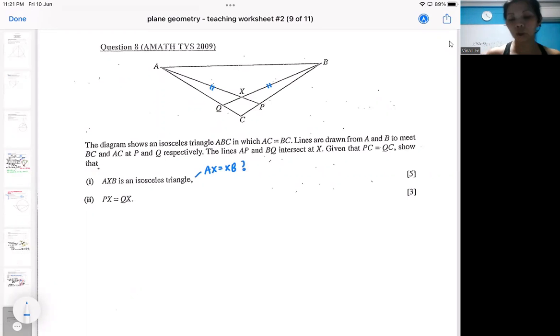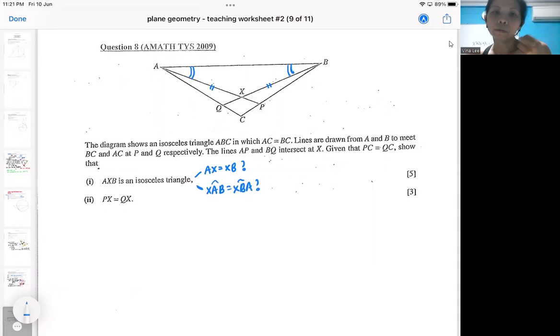Or do you have sufficient property information to prove these two angles? Either one of them will enable you to prove the isosceles triangle. So you should have this in mind first: am I going to prove isosceles through length, or through angle? That all depends on what information you are given.